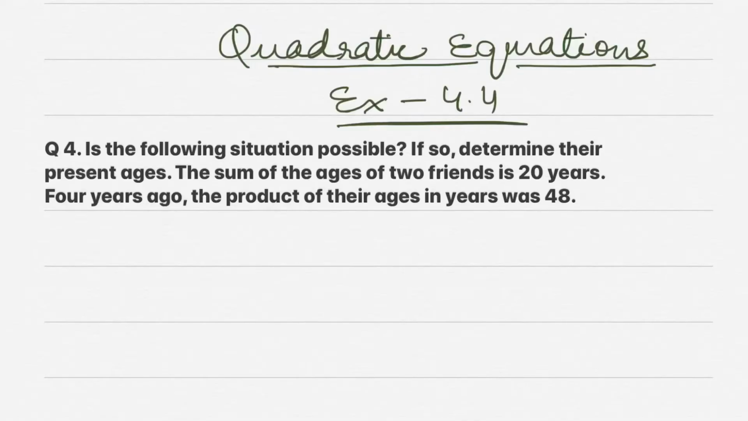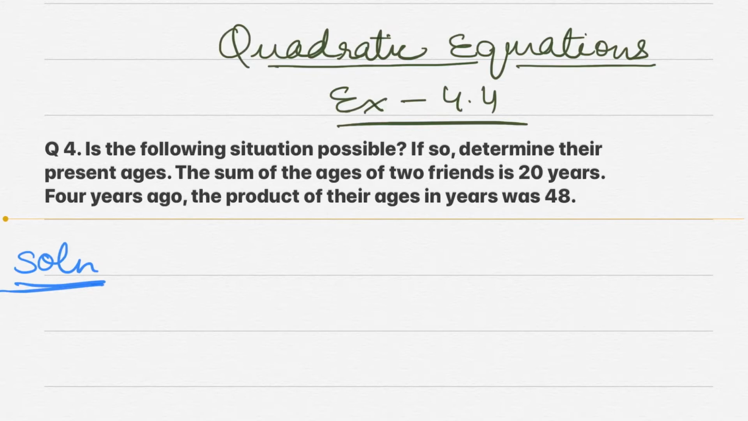Okay guys, so we have finished 3 questions of this exercise in our previous video. Let's move to question number 4. Question number 4 says, is the following situation possible? If so, determine their present ages. Let's write down the things which we are given.